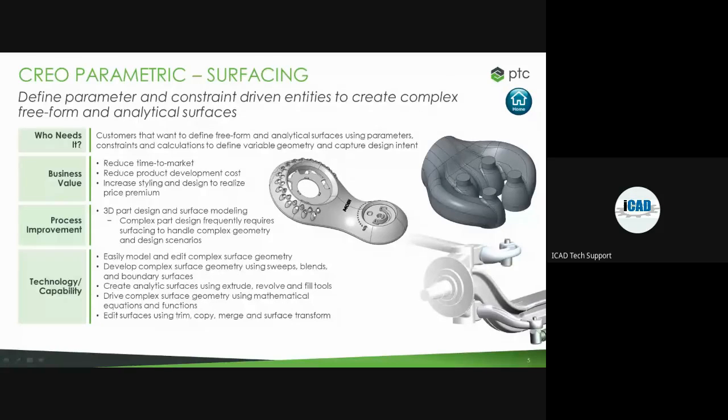You can see in those images, very complex features are generated in those parts. By using surfacing, we can very easily and precisely create this type of plastic or sheet metal parts. The technology and capability are available in the surfacing tool.